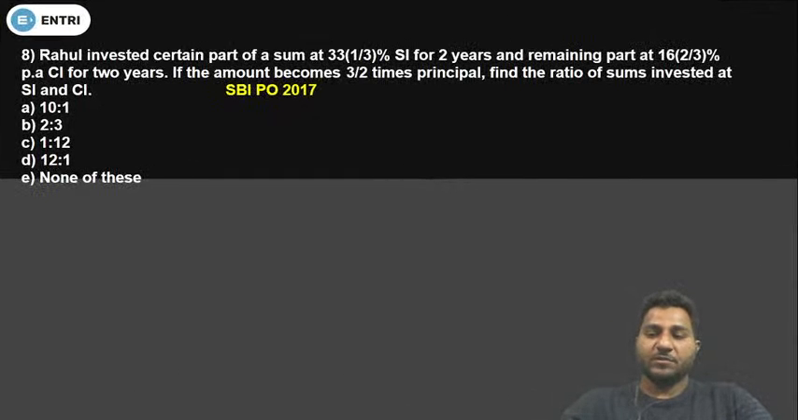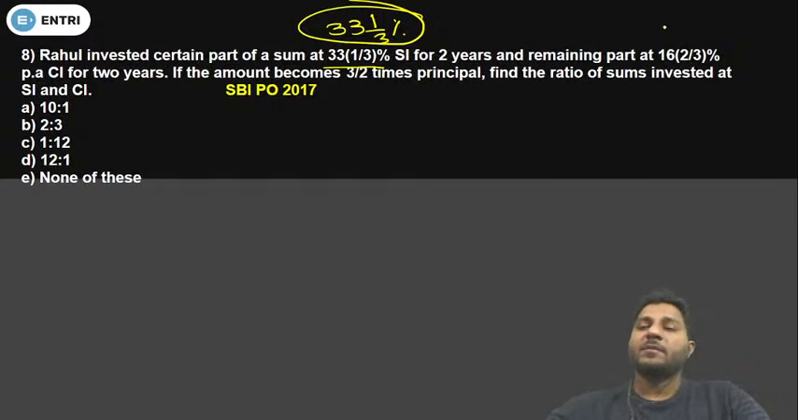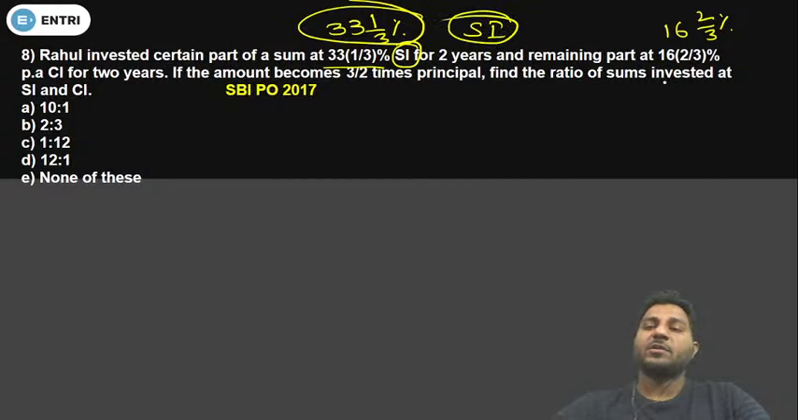Let's look at this question. The question is an important one. Who will solve this question? Rahul invested a certain part of a sum at 33 whole 1 by 3% of simple interest, and the remaining part at 16 whole 2 by 3%. But remember, the first part belongs to simple interest and the second part belongs to compound interest. Both of them are for 2 years each.